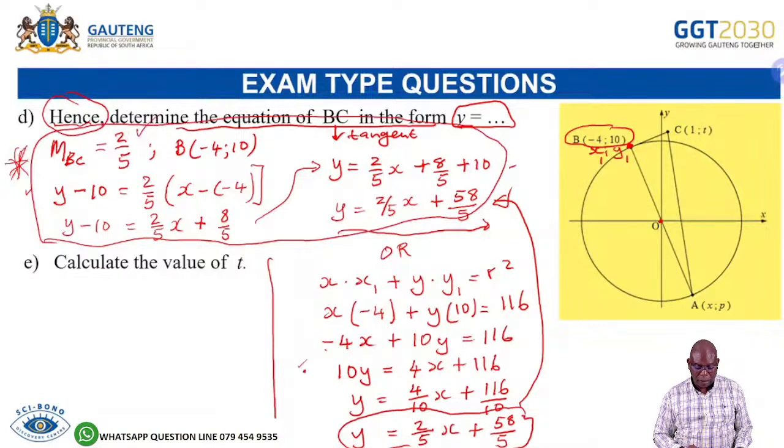If you use this method here, you are not using what you got previously, because previously you got the gradient of BC. So here you are not using the gradient of BC, but you're using another method to get it. You're just getting the equation of the tangent, but without using what you got previously. So please, the word hence is very, very important. You must know how to use the word hence, meaning that use what you got in C, in this case D, what you got in C to do the next one. So you must do that.